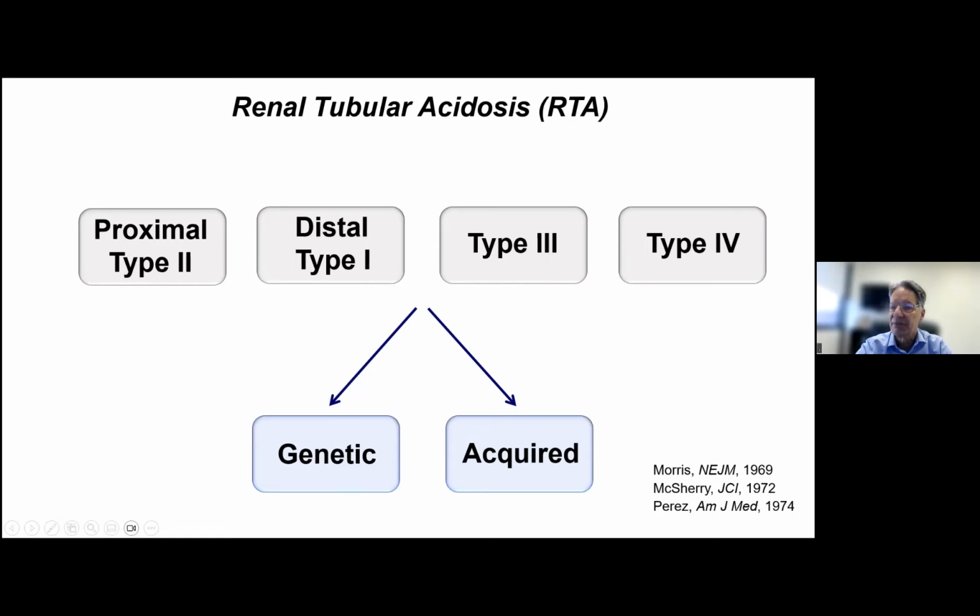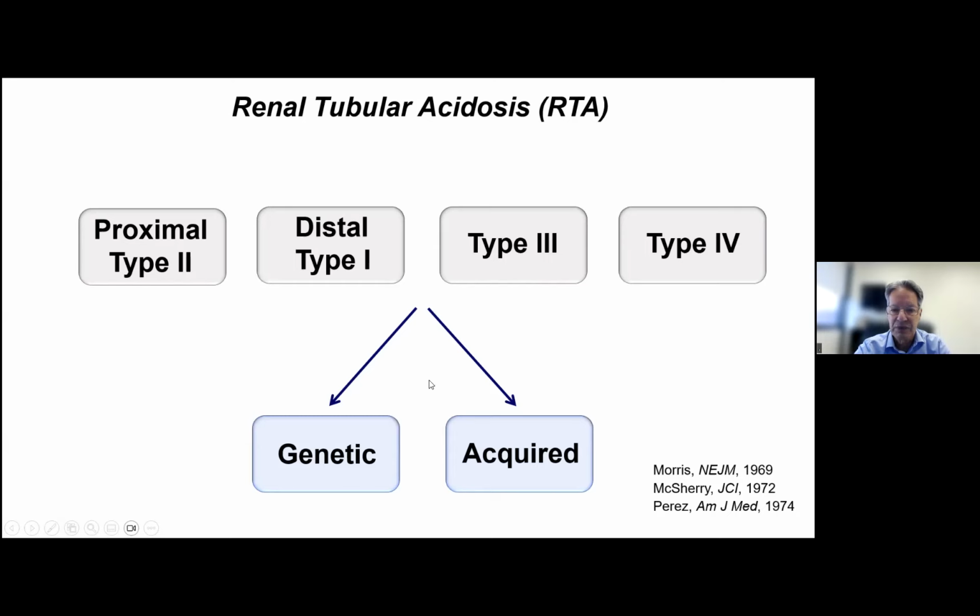And then there's a type 4 RTA, which is a bit confusing because it does not mean hyporenin hypoaldo, like many people think. It really should be called hyperkalemic distal RTA, which could be due to hyporenin hypoaldo, but that's only one of a number of different causes. Some people actually distinguish hyperkalemic distal RTA from type 4 RTA also. We won't be talking about the hyperkalemic distal RTAs today. We'll be talking about RTA that's associated with hypokalemia.